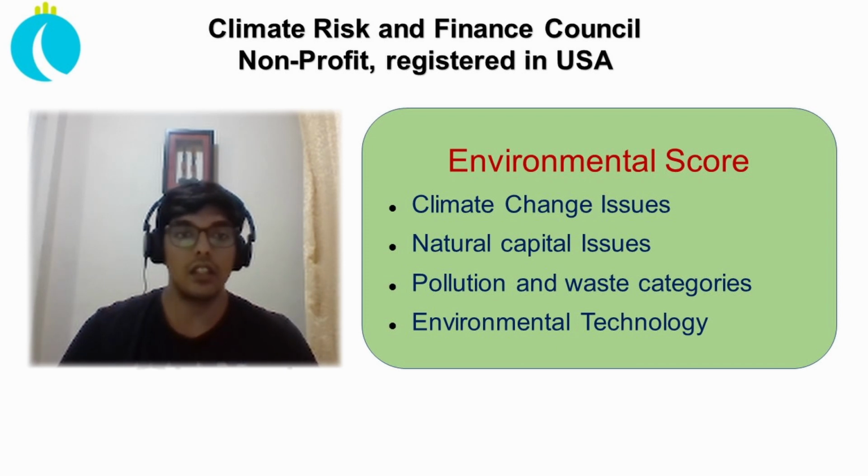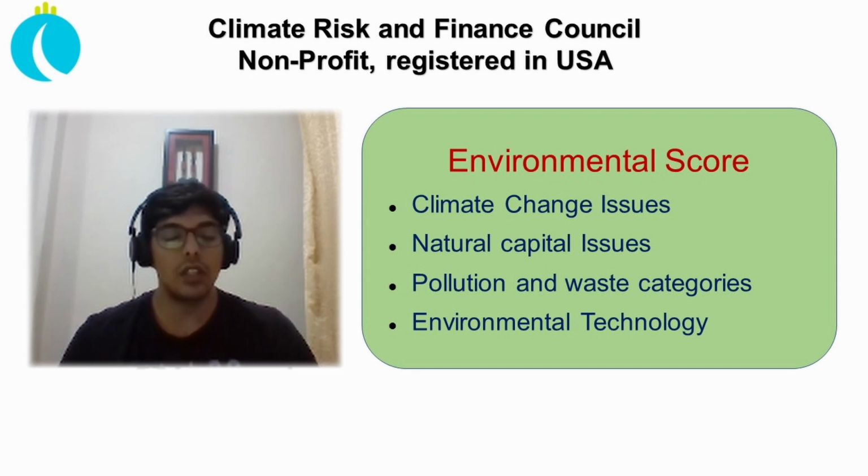The next category is natural capital issues. They look at how the water is sourced, things like biodiversity and land use, and raw material sourcing. The third aspect is the pollution and waste category. In this, it looks at how toxic emissions and waste are being managed, what packaging materials are used and how they are disposed of, and things like electronic waste. The last aspect is environmental opportunity. These are things like clean technologies, green building, and the use of renewable energies.